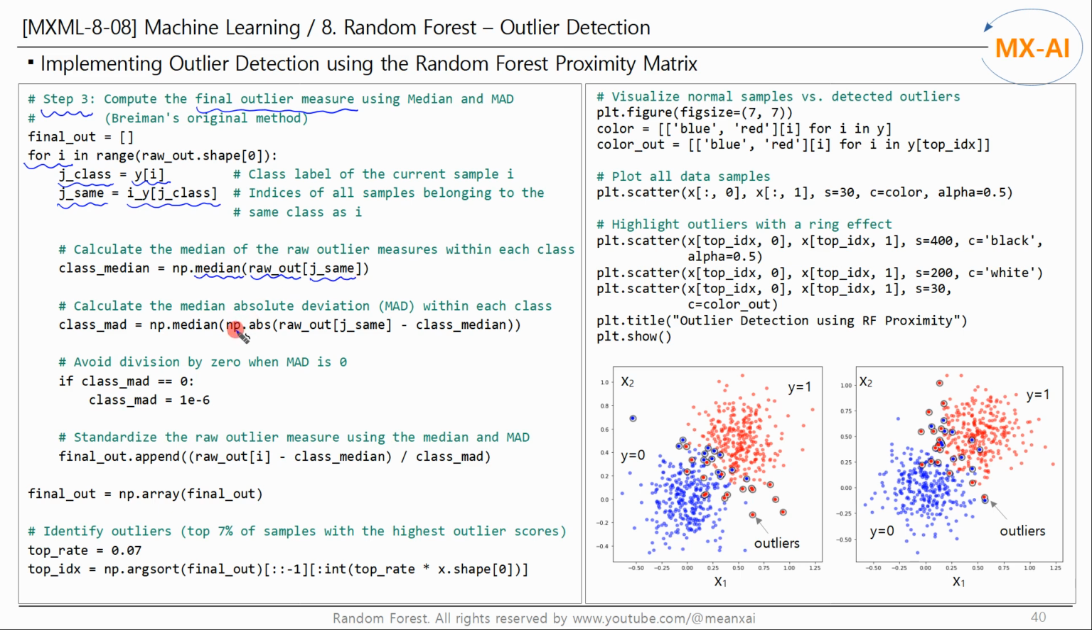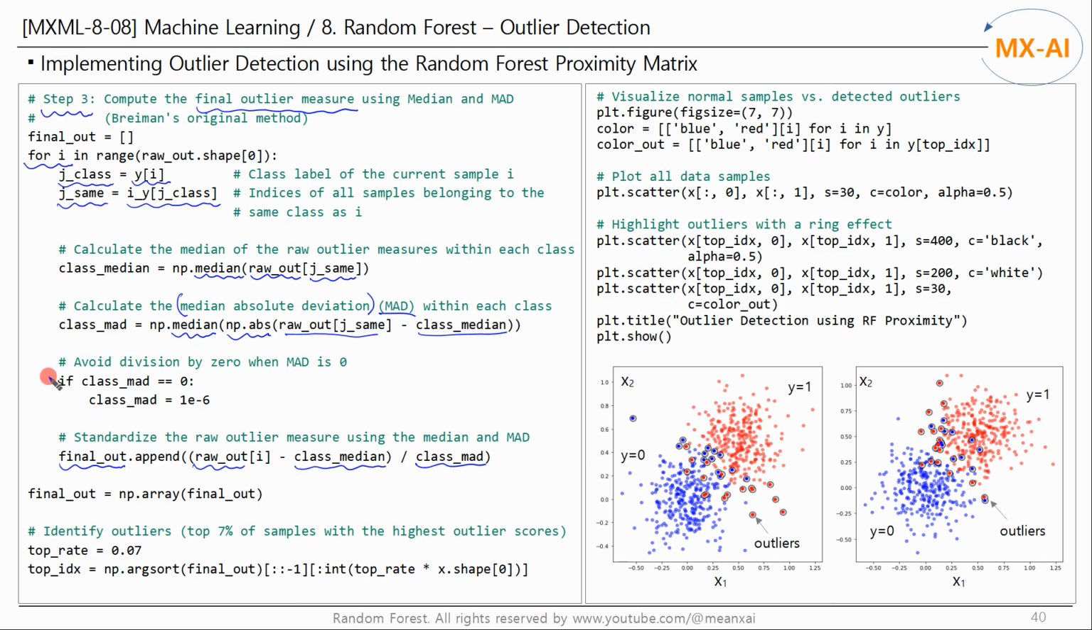We then compute the absolute difference between each measure and the median, and take the median of these differences. This is called the median absolute deviation, or MAD-D. Finally, we standardize the raw out measure using the class-specific median and MAD-D and store the result in the final out list. The resulting value tells us how unusually large the raw outlier measure is compared with the typical samples in the same class. In other words, it measures how far a sample deviates from the normal behavior of its own class.